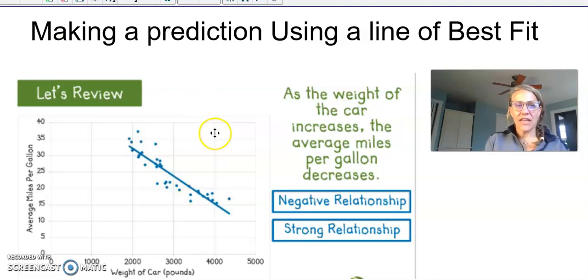So just a couple of things to review here. This scatter plot right here is showing a pretty strong negative relationship. It is going in a downward direction. That means it's negative. It's fairly strong because it's pretty close to this line of best fit. So that means any predictions we make are going to be fairly accurate. The statement that we could say is as the weight of the car increases, the average miles per gallon decreases. That's what this is showing. And again, it's linear because it has a line of best fit. So any of these are going to be linear because we're using a line of best fit.